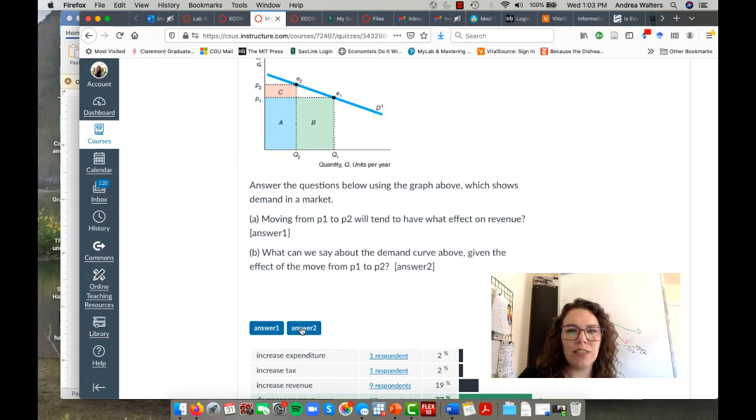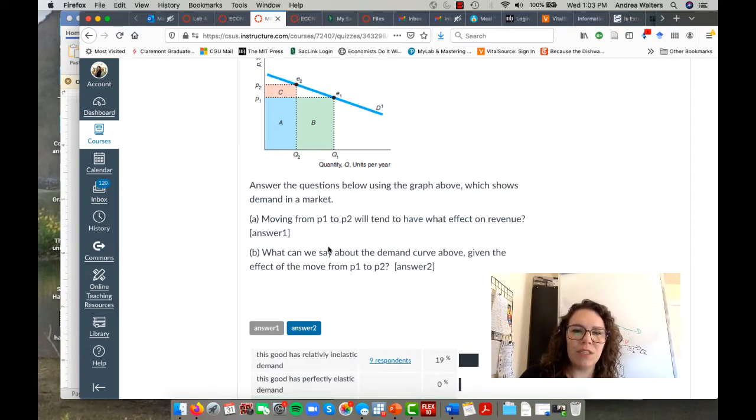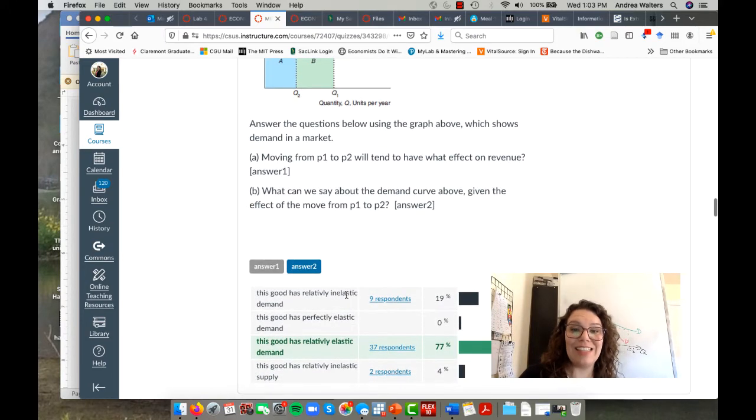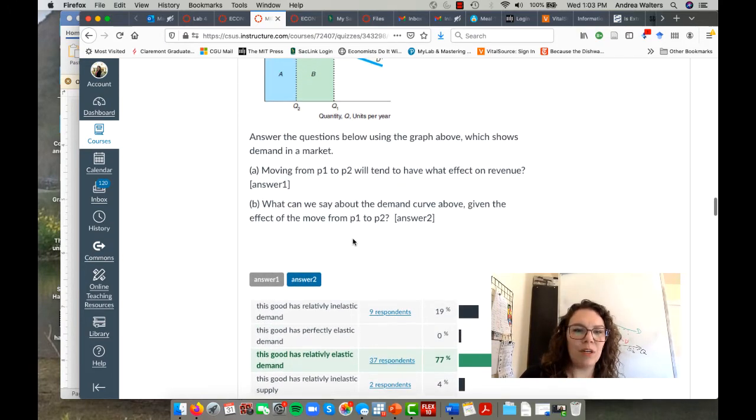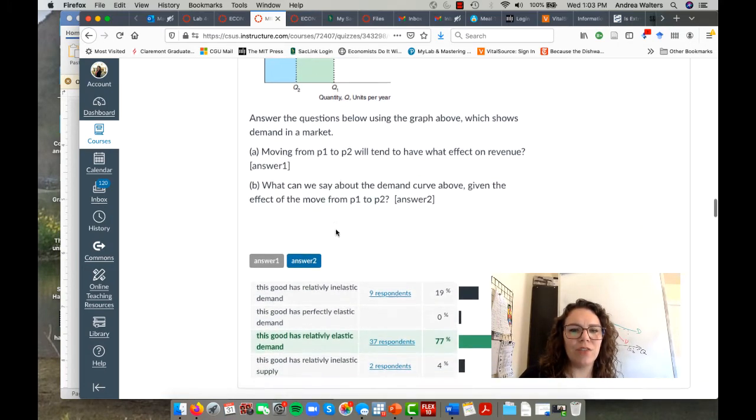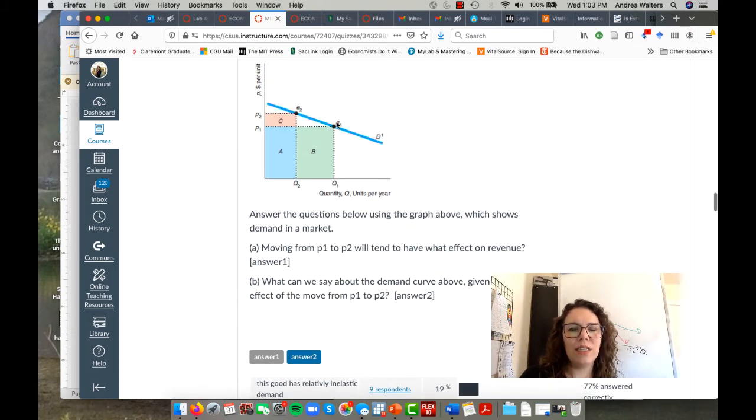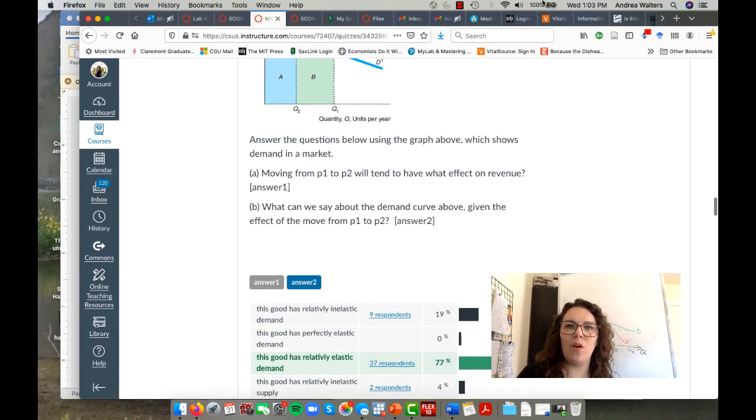Question B says, what can we say about the demand curve given the effect of the move from P1 to P2? Again, it's relatively elastic, right? It's not perfectly elastic, it's not perfectly inelastic, and it's not relatively inelastic. It's also a demand curve and not a supply curve. So what we're seeing here, we don't see the supply curve. We have no idea what the supply curve is. What we know is we moved from E1 to E2 when we went from P1 to P2, and that price increase resulted in a very large change in quantity. So we had a small change in P and a large change in quantity demanded. That's relatively elastic, okay? Hopefully that makes sense.